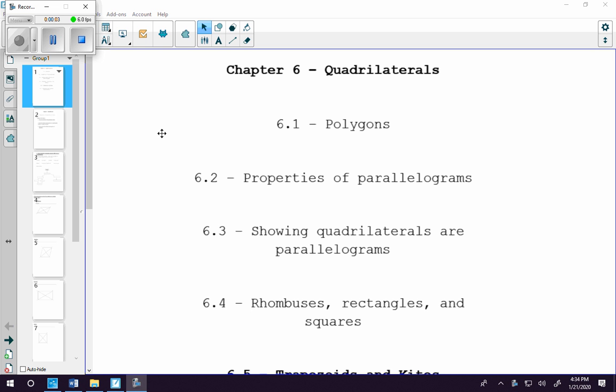Okay, class, what we're going to be talking about today is 6.5, definition and property of trapezoids and isosceles trapezoids. If you can flip over to the objectives page, please, and we'll look at the focus.